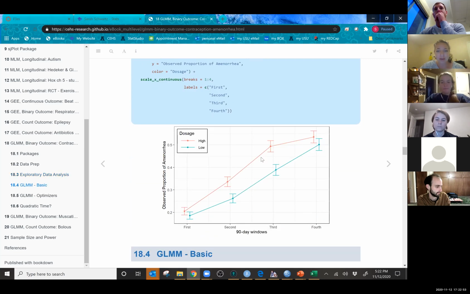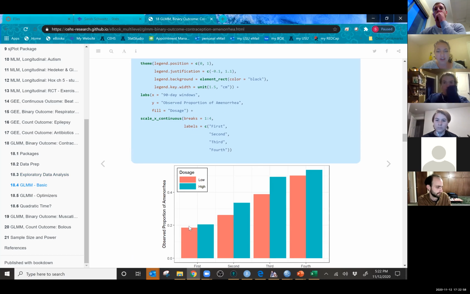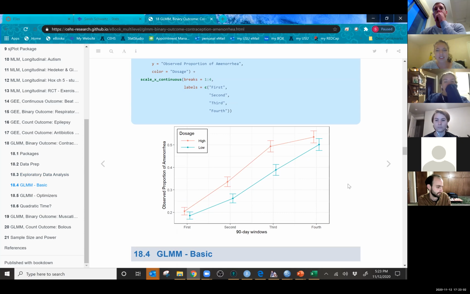Here is the same data, but I've connected the lines. Instead of doing bars, I did a dot at the height of the bar and then connected the dots. It makes it a little easier to look at. So the red line, the high dose, is above, but are they parallel?